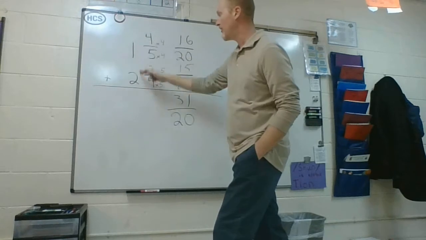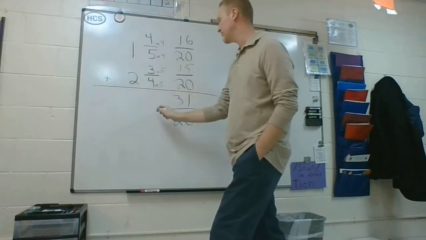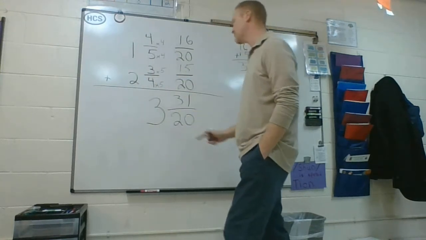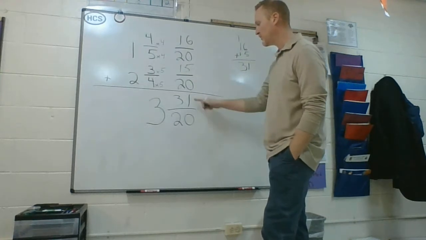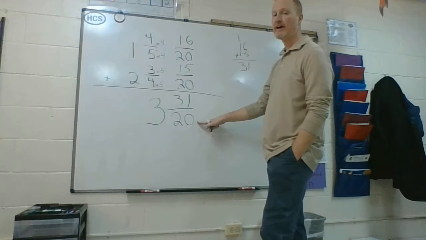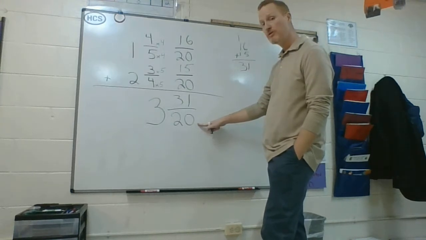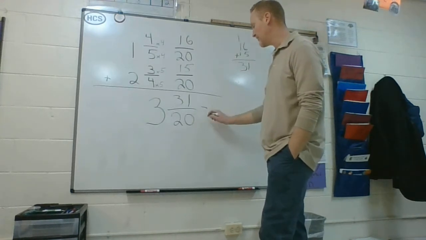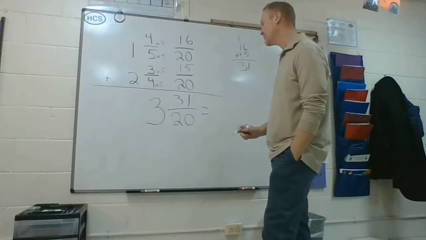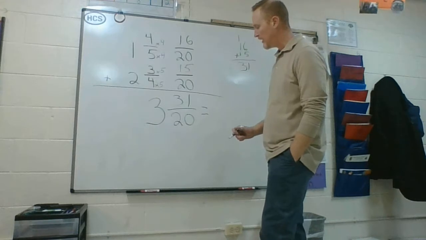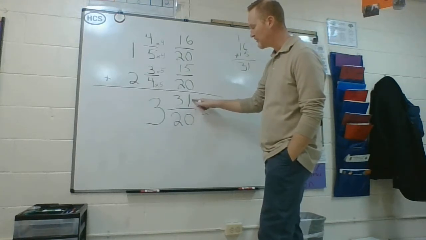Now don't forget to add our whole numbers, which is 1 plus 2. So your answer here is 3 and 31/20. Because 31/20 is an improper fraction, we must regroup this fraction. I call it converting, but regrouping is the official math term. So in order to do that, we need to divide, and we have 31 divided by 20.